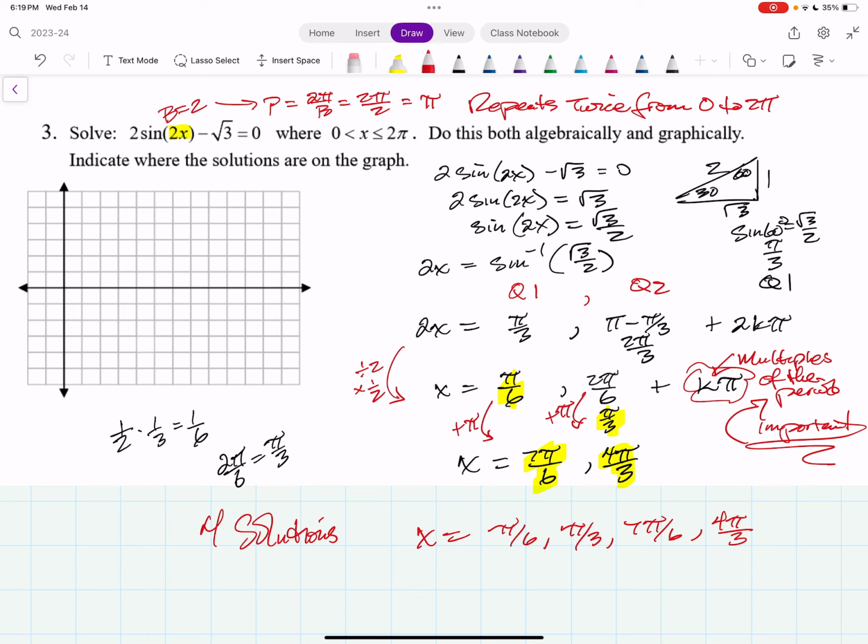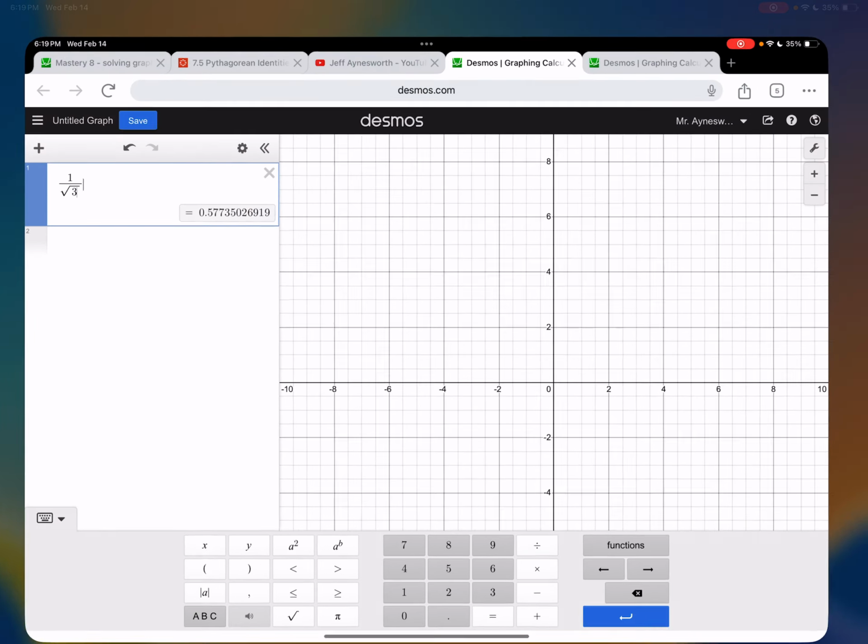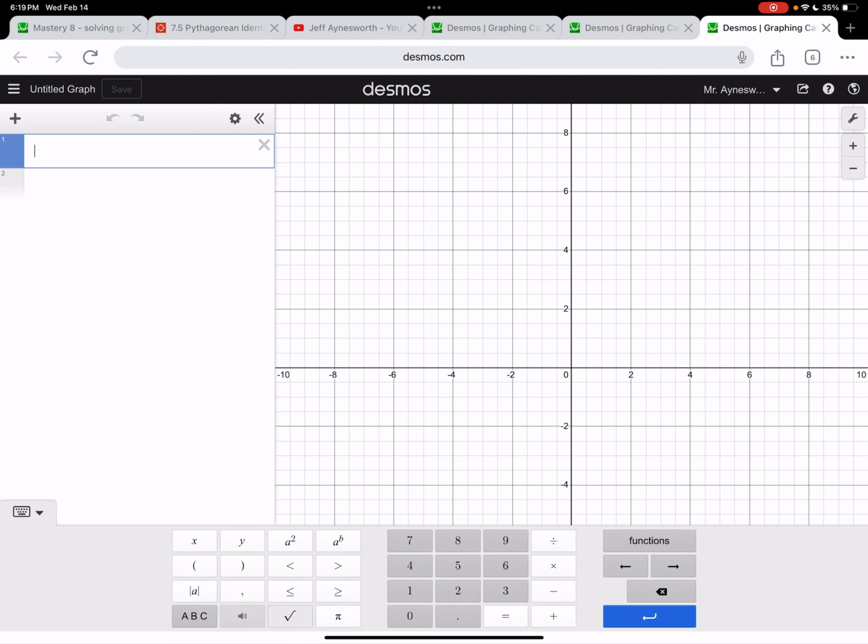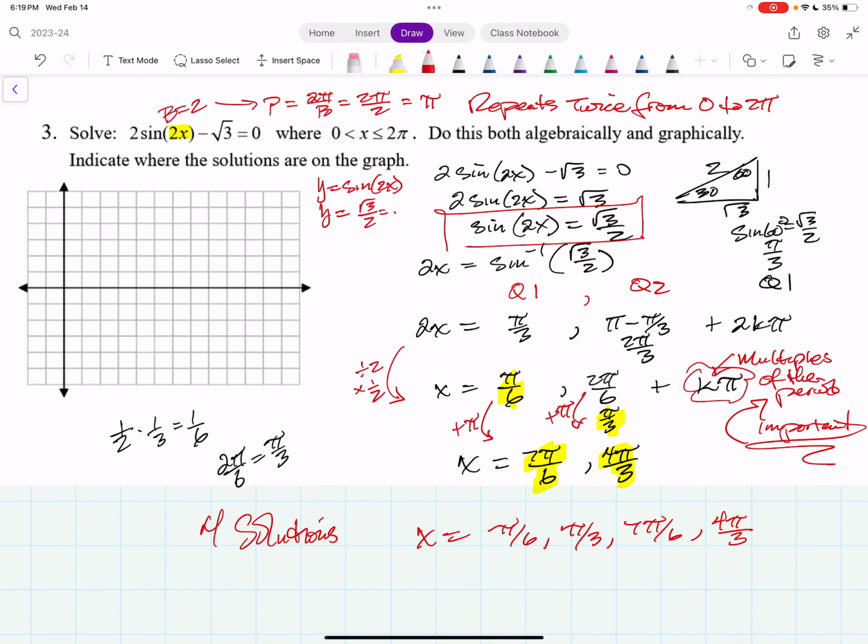Okay, so my system looks like this right here. My first equation is the sine of 2x, with a period of pi. My second equation is root 3 over 2. Now root 3 over 2 is 1.7 divided by 2, which is about, let's check it out, I think it's around 0.8. So let's take root 3 and divide it by 2. That's about 0.87, close enough. So the horizontal line is at 0.87.